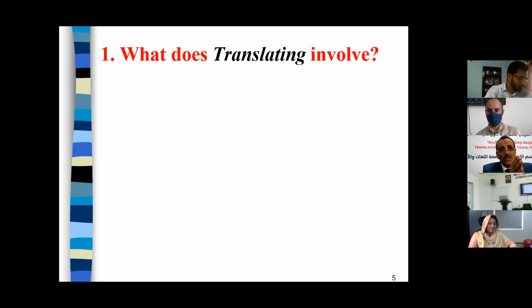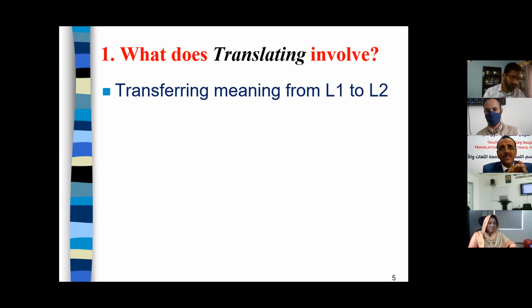In order to visualize the process of translating, we have to consider what translation really involves. The first point, which is a general issue, is transferring meaning from language 1 to language 2, and language 1 is, as is clear, the source language. That process of transferring meaning is the crux of the business of translation, where it involves a lot of things on the part of the teachers, the translators, and the student translators.